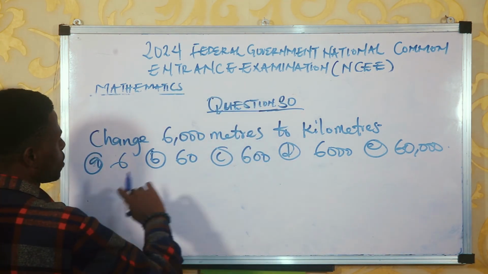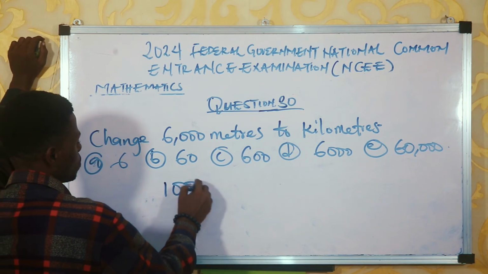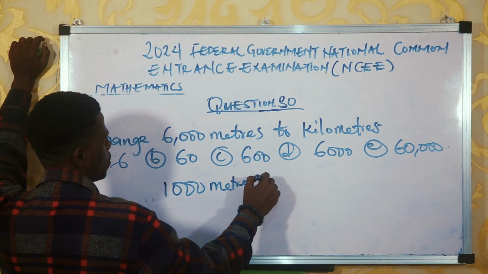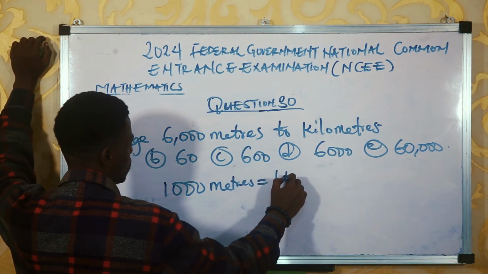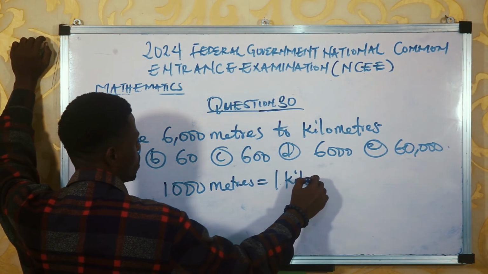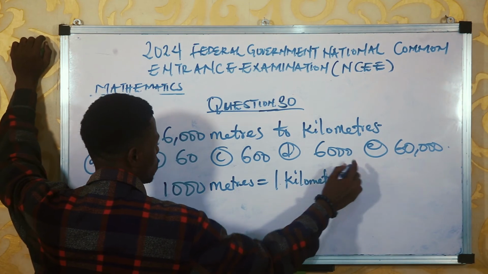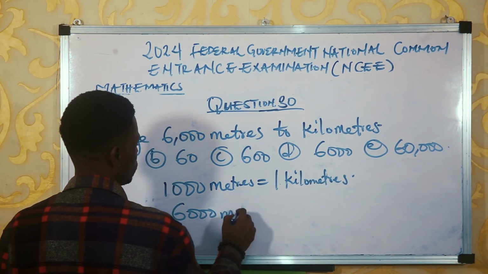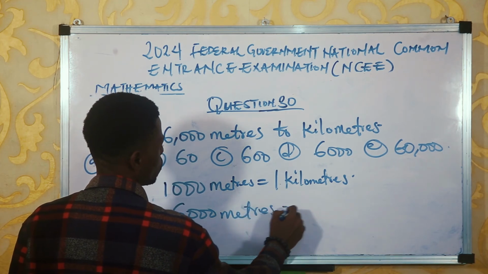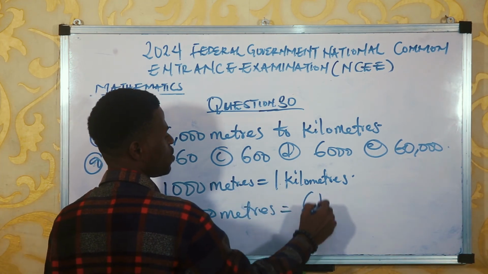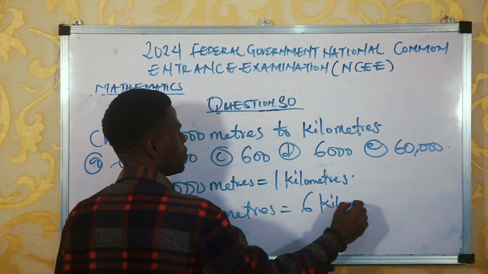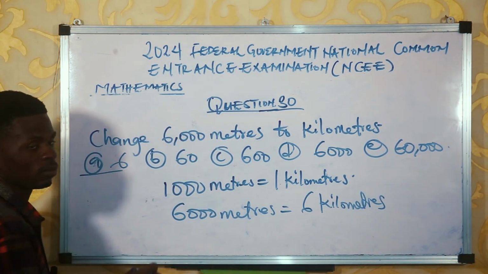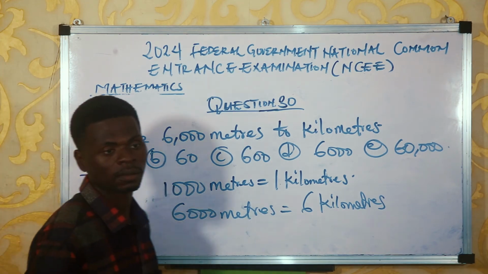So do not forget that 1,000 meter is equal to 1 kilometer. So definitely 6,000 meters will give us 6 kilometers. So definitely our option here is option A, which is 6. Thank you.